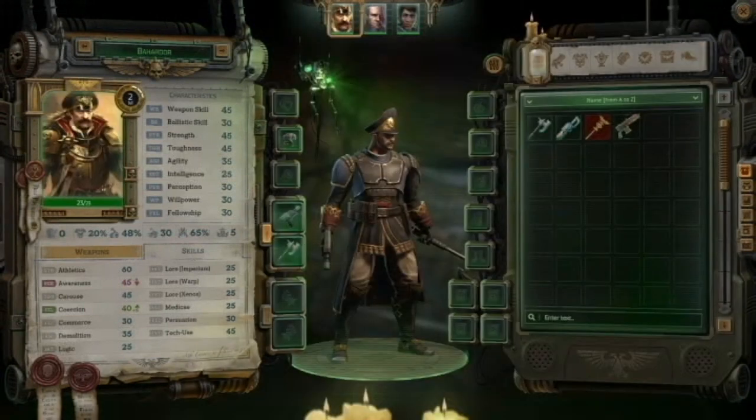And where would any good role-playing game be without an inventory management system? And what you're seeing on the screen now is how Rogue Trader handles its inventory management. There's not much more to say about this, as it is pretty standard for the genre, so let's just move on.